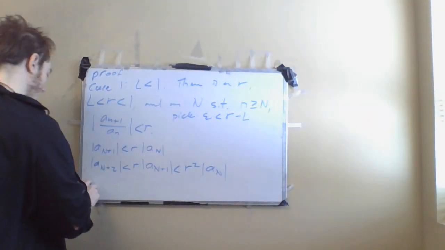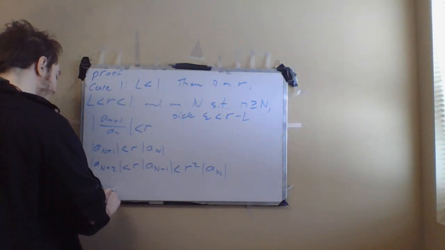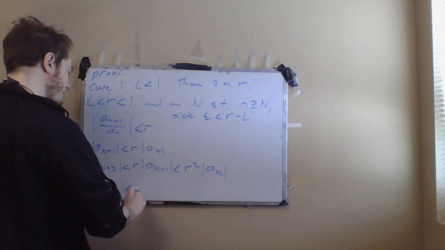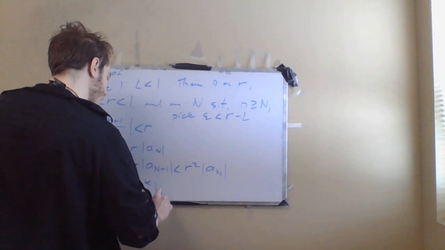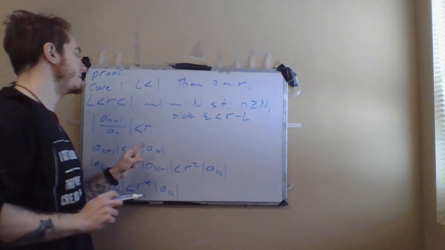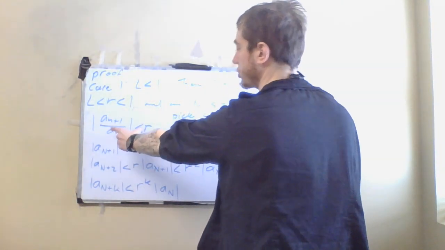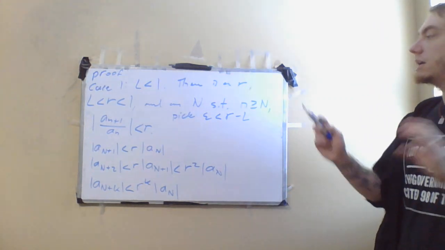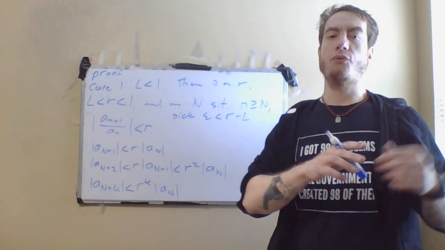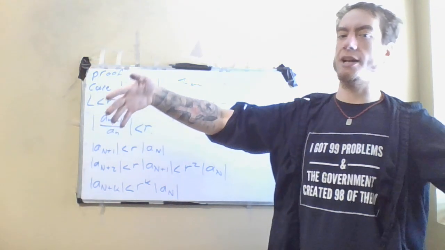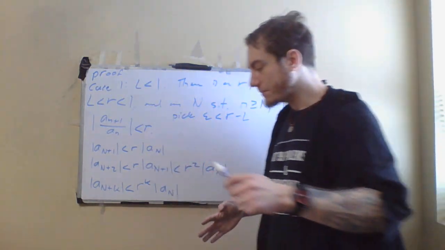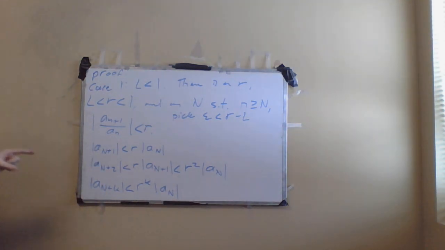And so on. In fact, what we can say in general is that the absolute value of a sub N plus k is going to have to be less than r to the k times the absolute value of a sub capital N. Now, notice I do have to start this process at capital N because I need to guarantee that I have this condition here. Otherwise, this whole thing isn't going to work out. So this is not necessarily true for the first finite collection of terms at the beginning of the series. But it is going to be true eventually.